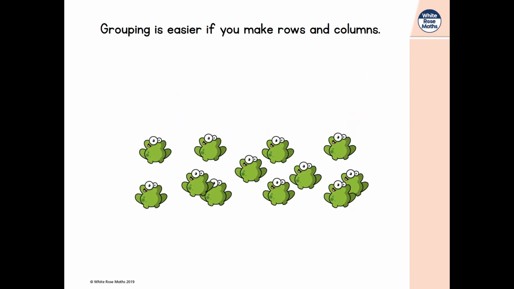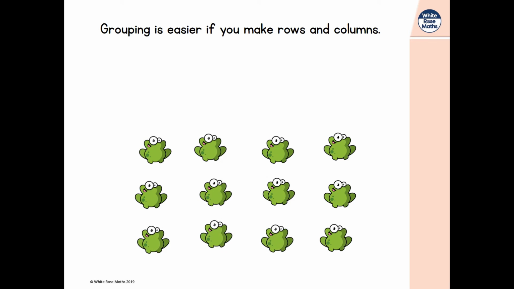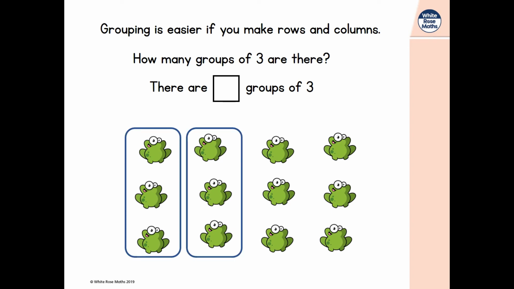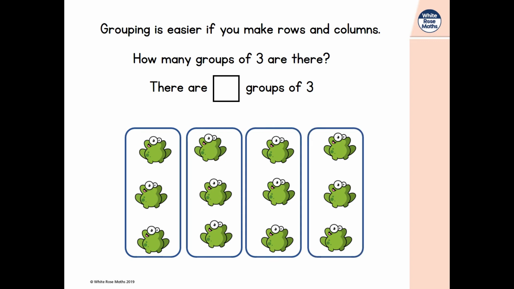Wow, look at them go. Well done. Now, how many groups of 3 are there? Can you see groups of 3 frogs? Let's find out how many there are. Here's 1 group of 3, 2 groups, 3 groups, 4 groups. There are 4 groups of 3.